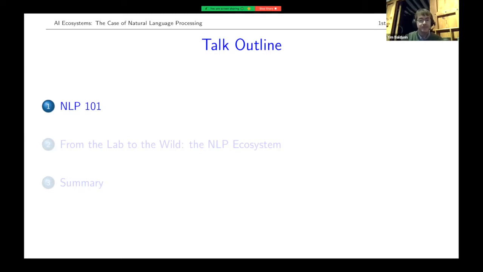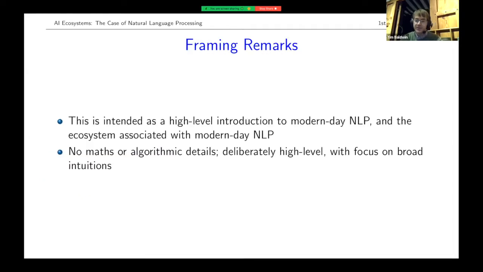and then talk a little bit about model sharing and modern NLP paradigms and implications for open source and the broader ecosystem. So just as framing remarks, I'm not attempting in this short 15-minute talk to tell you everything there is to know about modern day NLP. It's very shallow and broad, with a focus on the ecosystem, no squiggles, no algorithmic details, lots of hand waviness in terms of the intuitions, but hopefully it gives you a better sense of where NLP is actually.